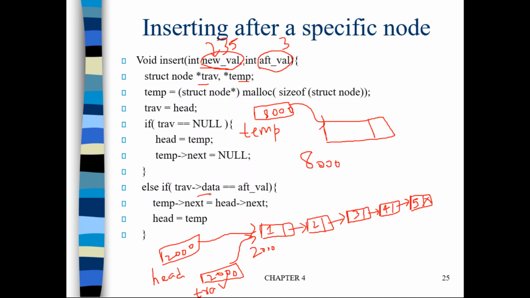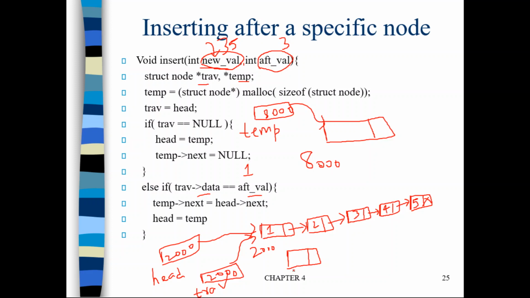If traverse arrow data is equal to after val, what is after val? That is the value of the node after which you want to insert. In our case it is 3, and the traverse arrow data value is 1. So in our case this is not the position, but say that this is 1. Then the new node should come here, and the new node should point to 2 and node 1's next should point to the new node.